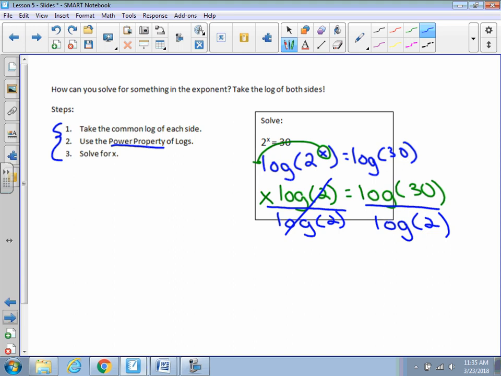Okay, so here are some examples. Feel free to pause the video, try them on your own, and listen to me explaining it. So for the first one, I'm going to take the log of both sides.